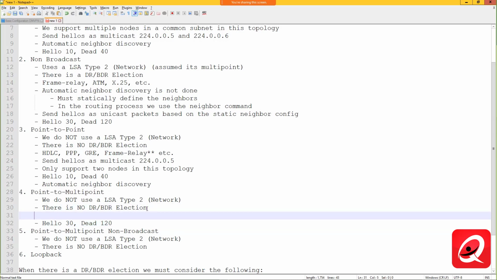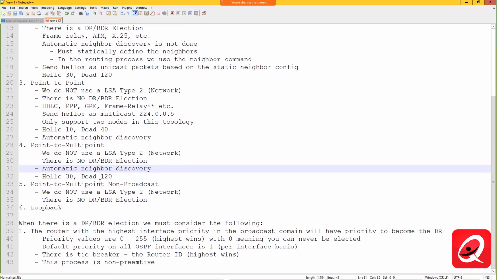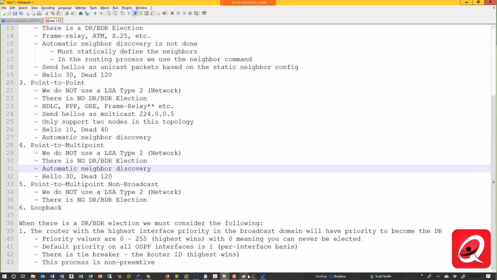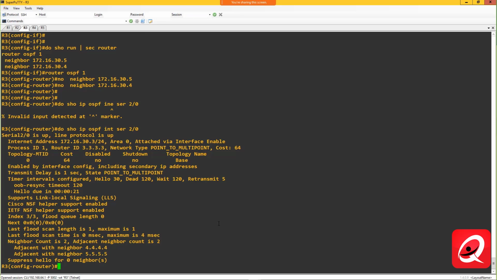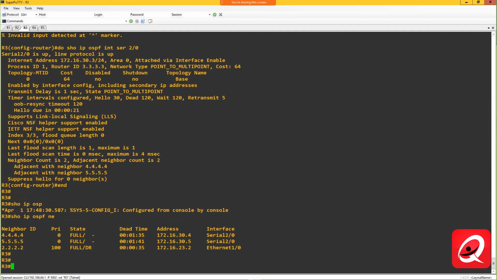Because it is not a non-broadcast network, automatic neighbor discovery, I want to use the same verbiage here. Well, that's it. Automatic neighbor discovery is permitted. And if we look at our topology, go back to the database here, the router, show ip ospf neighbor, we can see that 4 and 5 are in fact still neighbors.